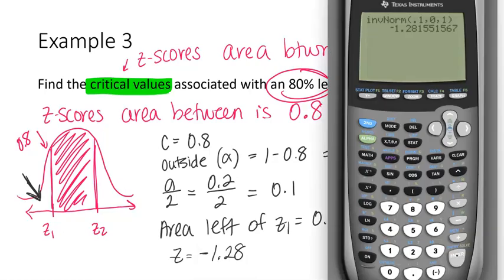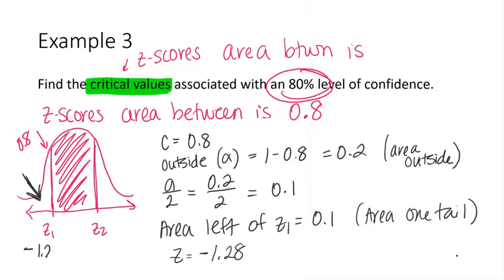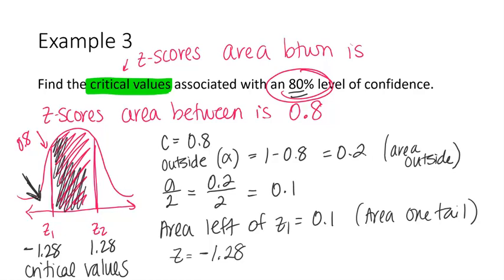But thanks to symmetry, if the first z is negative 1.28, then the other z is 1.28. And so these are what we call our critical values. And those are always connected back to my level of confidence, to the probability of what I want between them. Now, these z-scores are not going to change. If you want 80% confidence, if you want 0.8 between them, those are my two z-scores.